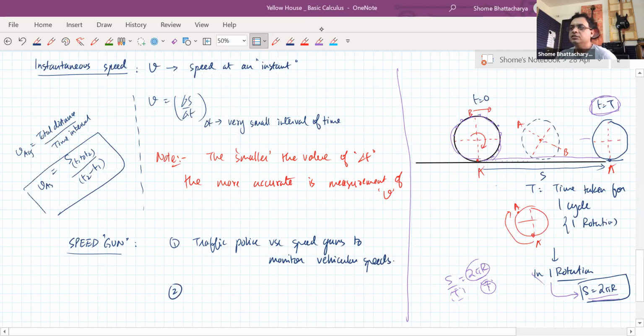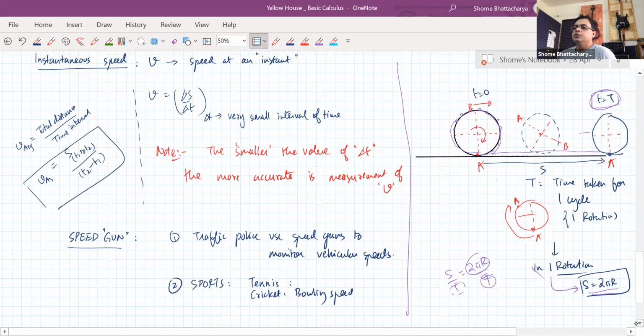Any sports fans here? In cricket, to measure the speed of the ball. Yes, very good. In cricket or any kind of sports. For example, tennis, the service speed, cricket, bowling speed, etc.